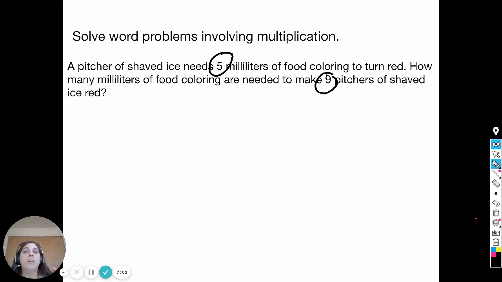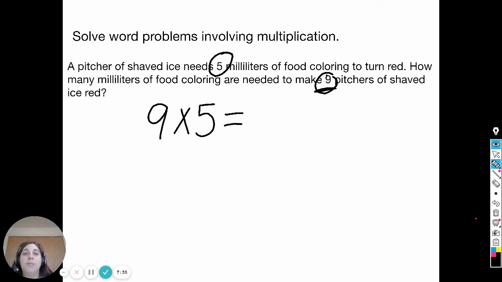Now, it does tell us that this is multiplication, but another way we might know is by thinking about groups. Multiplication always has groups, okay? There are 9 pitchers, which means there's 9 groups. So this problem is 9 groups of, and then there's 5 milliliters of food coloring in each shaved ice. So there's 9 groups of 5, okay?